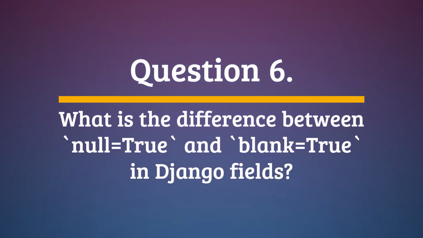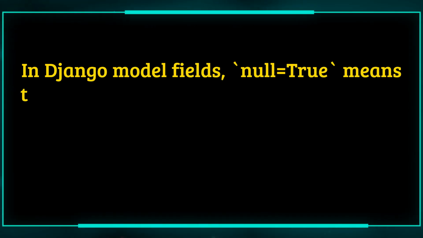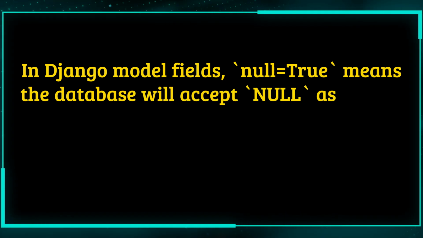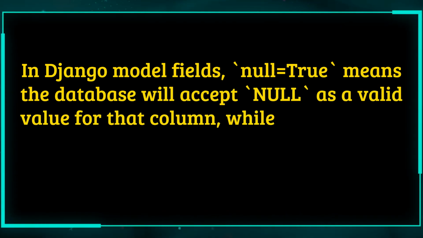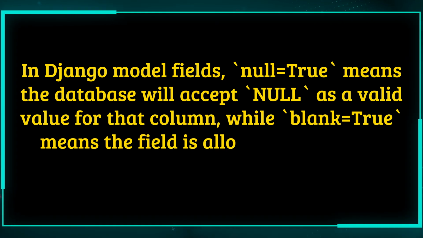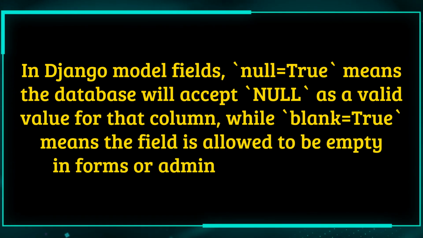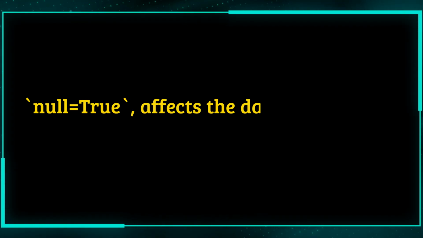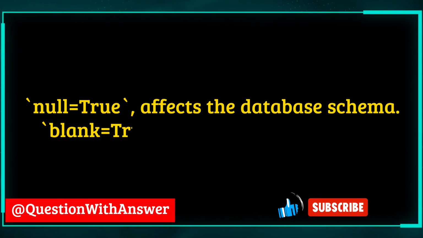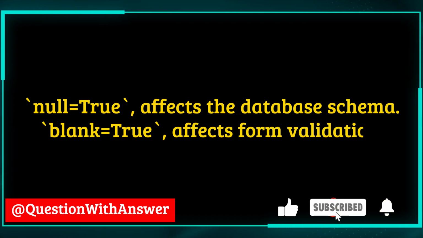What is the difference between null=True and blank=True in Django fields? Answer. In Django model fields, null=True means the database will accept NULL as a valid value for that column, while blank=True means the field is allowed to be empty in forms or admin input validation. null=True affects the database schema. blank=True affects form validation.